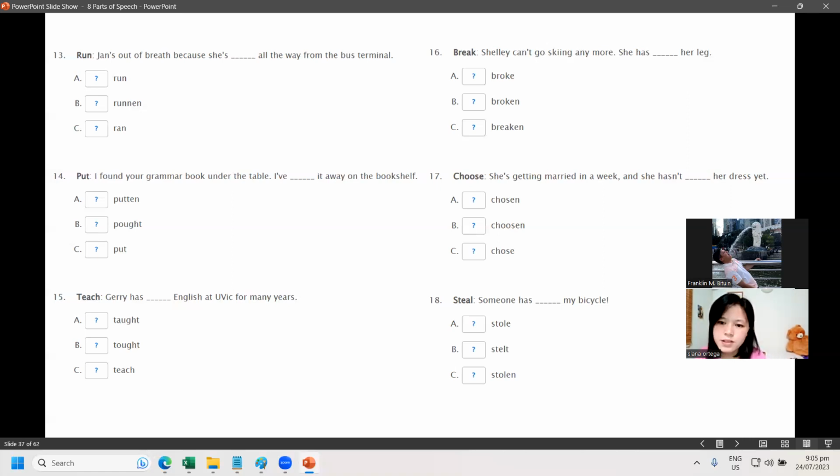She's getting married in a week and she has not chosen her dress yet. Which one? Letter B? No, it's letter A, "chosen," because the present tense is "choose." Yes, sir. All right, next. Someone has stolen my bicycle. Stolen. Very good. You're getting used to it. Good job. You just need practice.